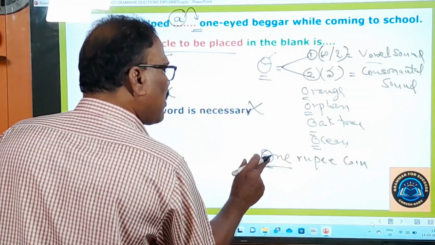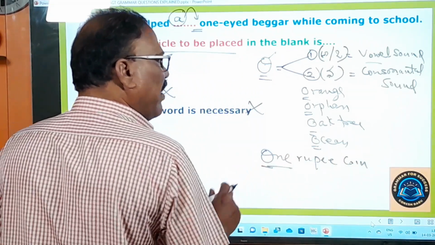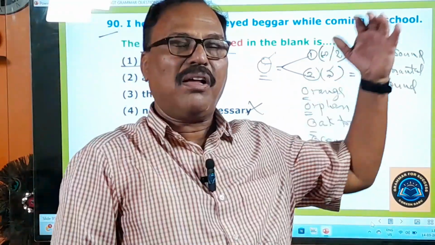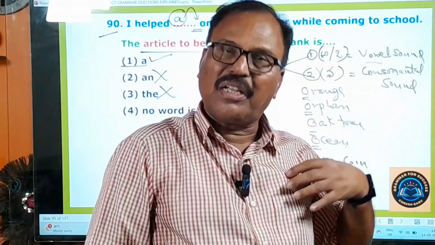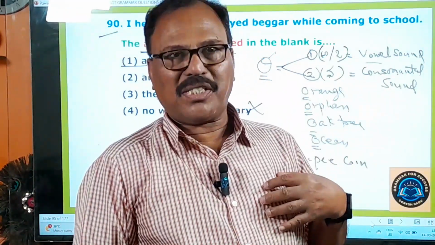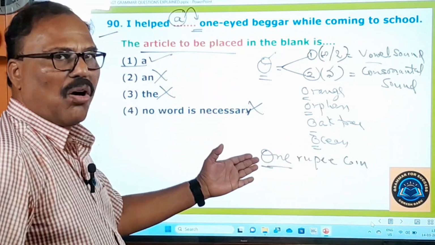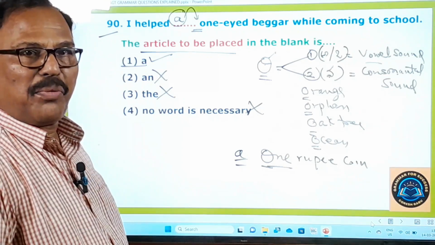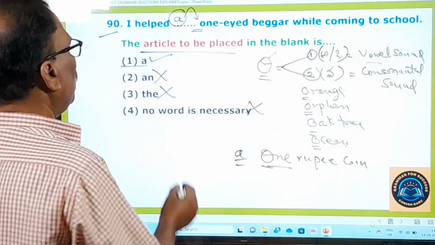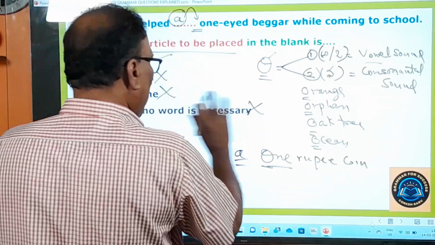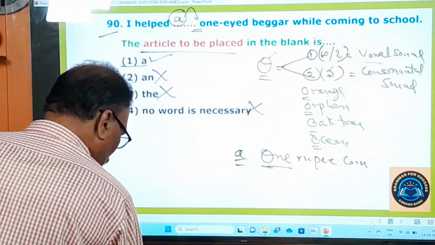O here always gives a consonantal sound, and you know very well there is a rule in the English language. A is used before words beginning with a consonantal sound, and an is used before words beginning with a vowel sound. Here the word begins with a consonantal sound, and therefore we have to use A before that: a one rupee coin. So that's why this answer is logically correct. Now let's move on to the next question.